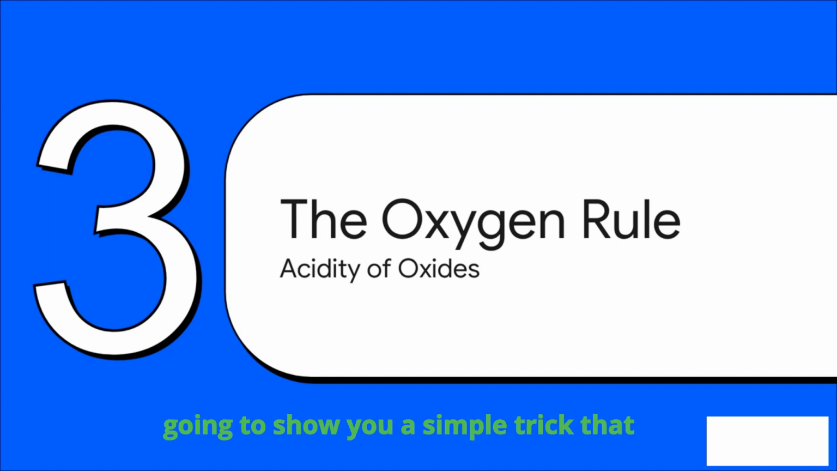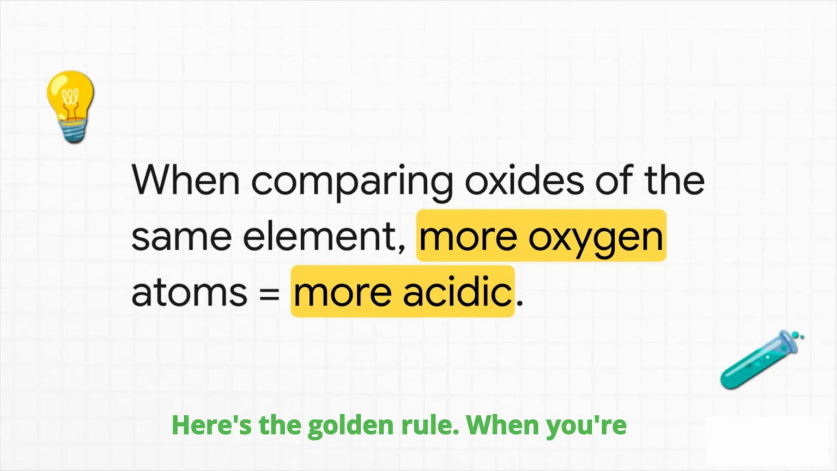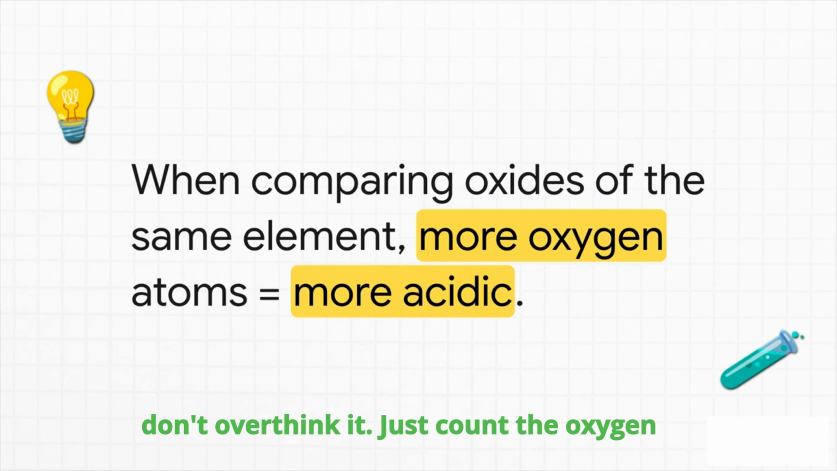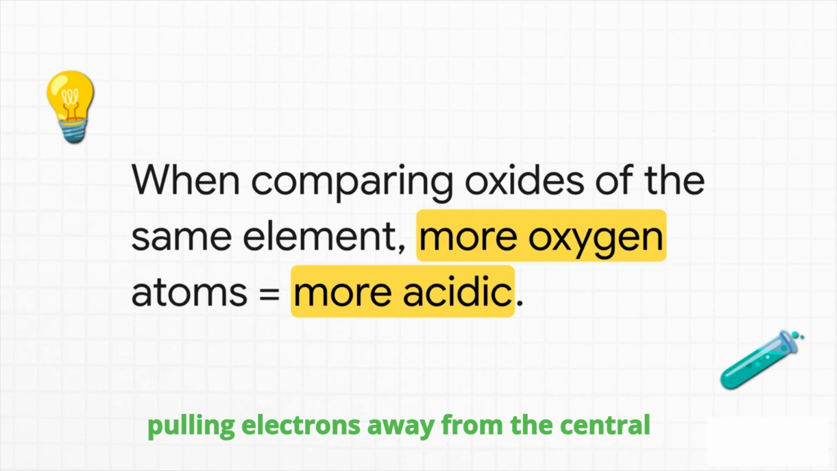I'm going to show you a simple trick that makes ordering oxides, a really common exam question, incredibly easy. Here is the golden rule. When you're comparing oxides of the same element, don't overthink it. Just count the oxygen atoms. The more oxygen you have pulling electrons away from the central atom, the more acidic the whole thing becomes.